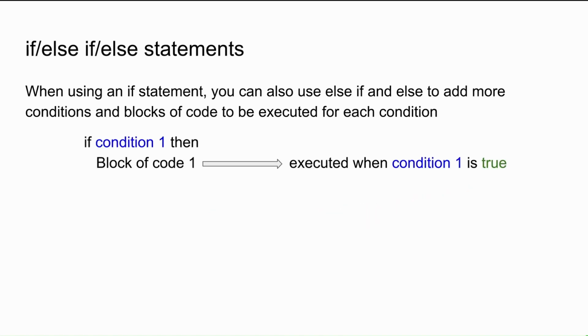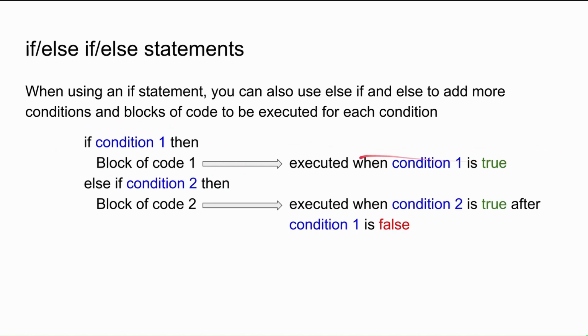Now we are going to see the if, else if, and else statements. So when using an if statement, you can also use else if and else to add more conditions and blocks of code to be executed for each condition. So we have here if condition 1, then block of code 1. This block is only executed when condition 1 is true. And this is what we have been saying before in this video. Now we are adding something new. We have here an else if, and we are writing else if condition 2, then block of code 2.